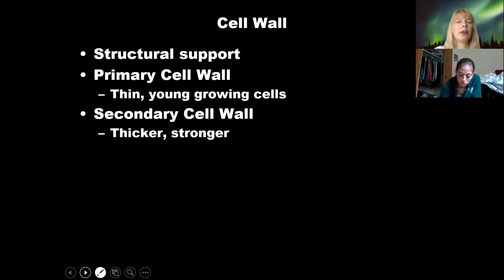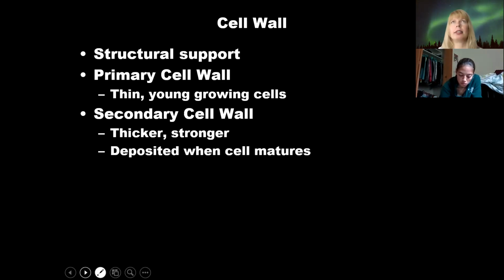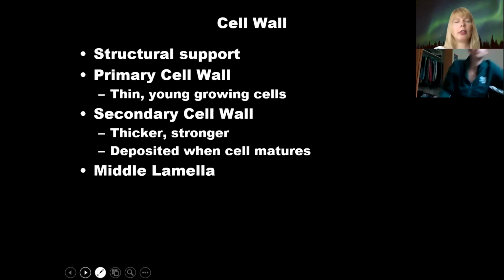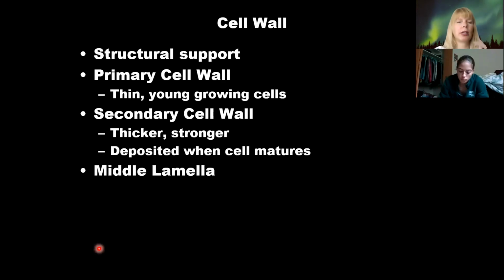So if you have cells that are destined to have a secondary cell wall, that secondary cell wall doesn't get laid down and formed yet until the cell is mature and it's to its full size. And it's like, okay, I've fully grown, I'm at my size I'm destined to be at. Now I can start laying down a secondary cell wall, all right? And when, well, we'll get into that in a minute.